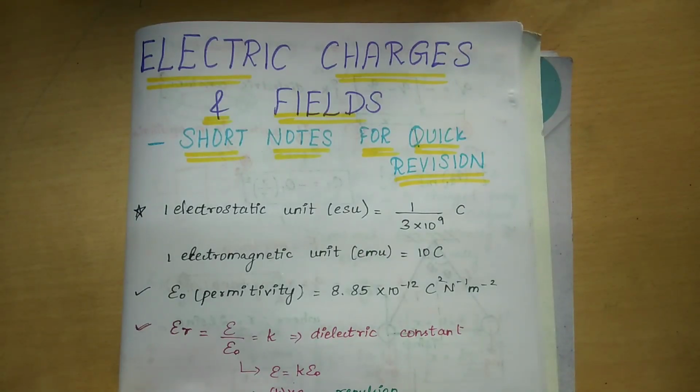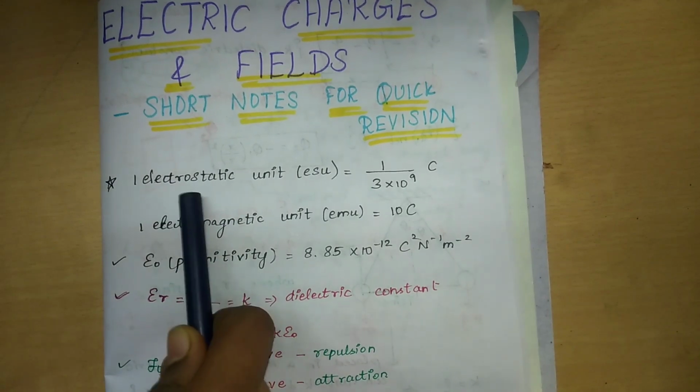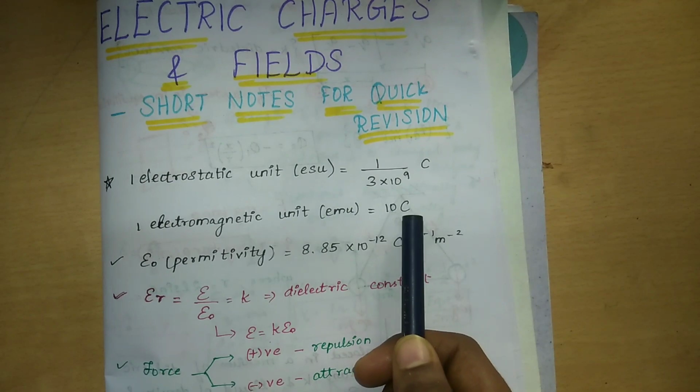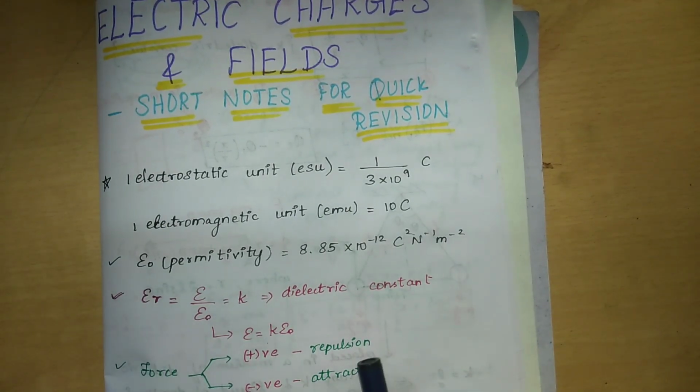In this video we are going to see the short notes for quick revision in the chapter of physics. First chapter, electric charges and fields. So let's start. First one, electrostatic unit: 1 ESU is 1 by 3 into 10 power 9 coulombs, and 1 electromagnetic unit, 1 EMU, is 10 coulombs.